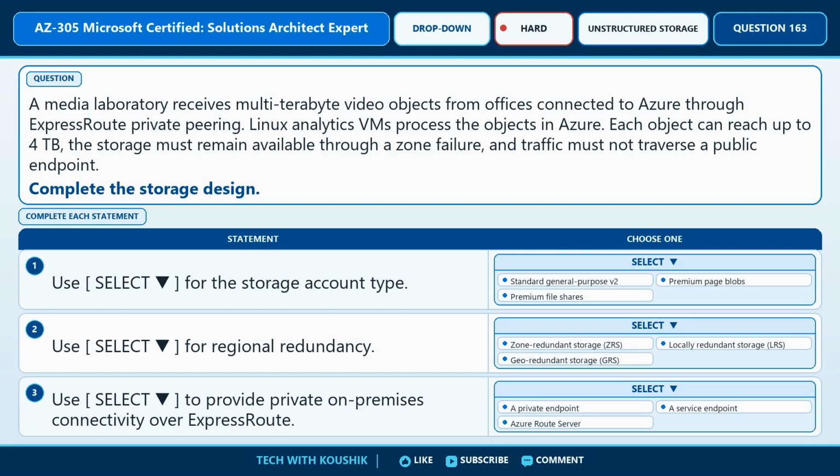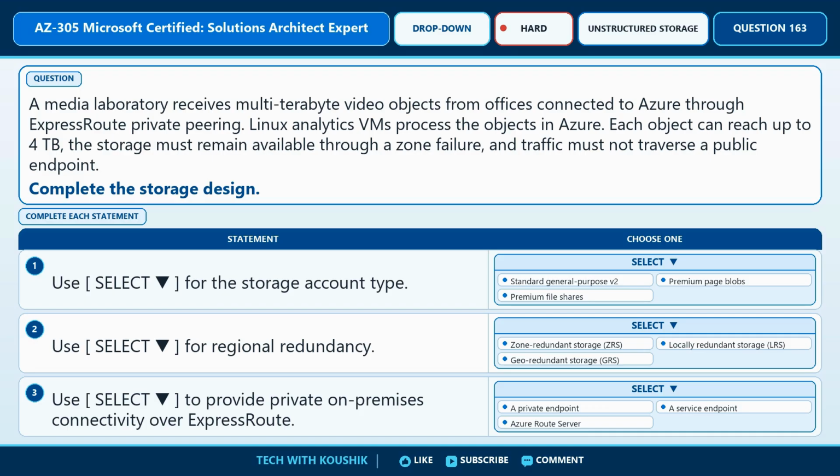Let us examine question number 163. Begin by examining the scenario. A media laboratory receives multi-terabyte video objects from offices connected to Azure through ExpressRoute private peering. Linux analytics virtual machines process the objects in Azure. Each object can reach up to 4 terabytes. The storage must remain available through a zone failure, and traffic must not traverse a public endpoint.